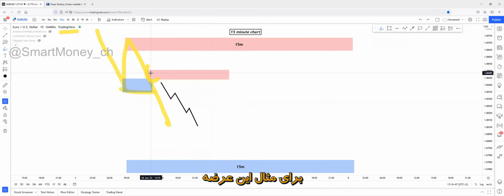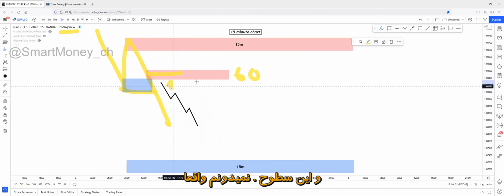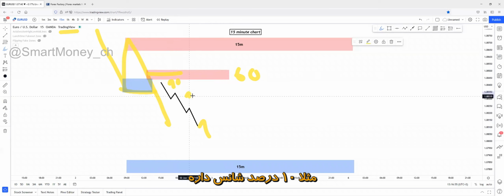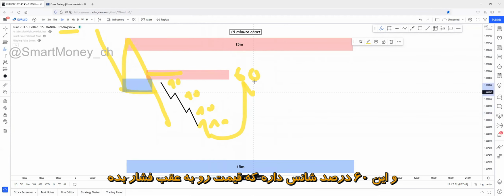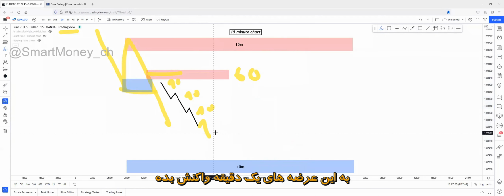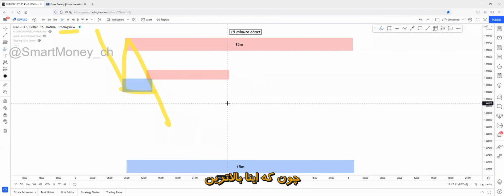For example, this supply zone has a 60% chance to be tapped, and these zones have, let's say there are 4 supply zones. This has a 10% chance, this is 10%, this is 10%, this is 10%. So this has a 60% chance to levitate price back up to the supply zone and create a change of character on this one, then just react on these random 1-minute supply zones. That's why you have to wait for 5-minute/15-minute zone taps, because these are the highest probability setups.